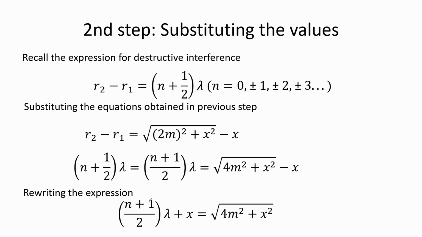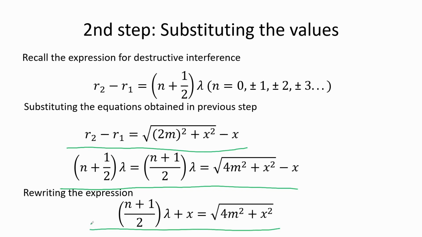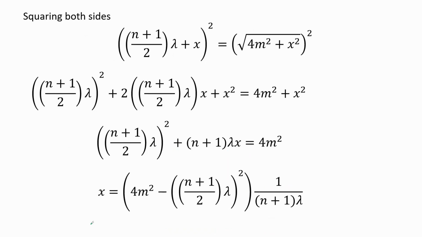We recall that for destructive interference, the difference of the distances is a factor of n plus a half. Substituting the equations of r previously determined, we get an expression which we rewrite. Now we square both sides and obtain an expression for the distance x, or r1.